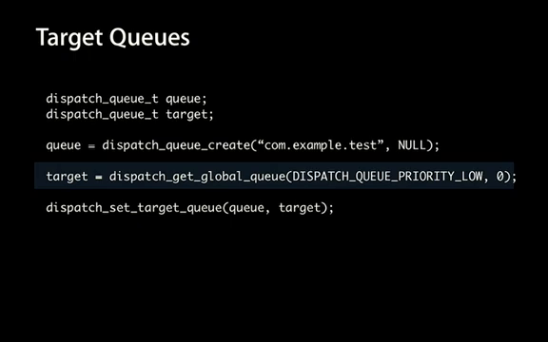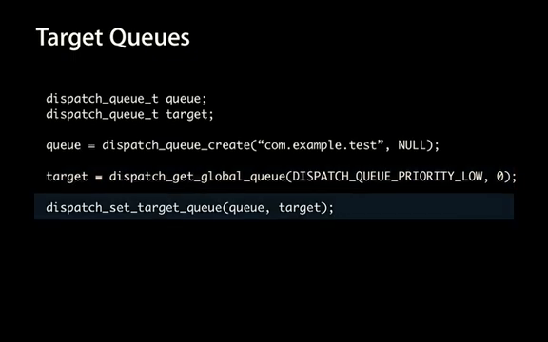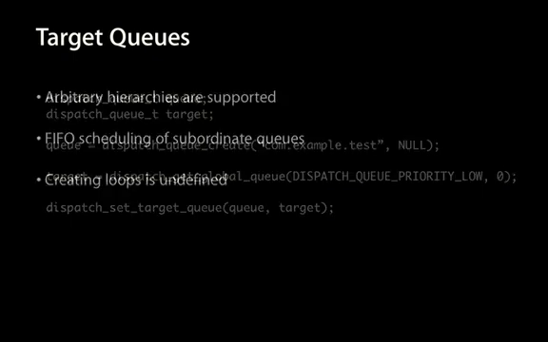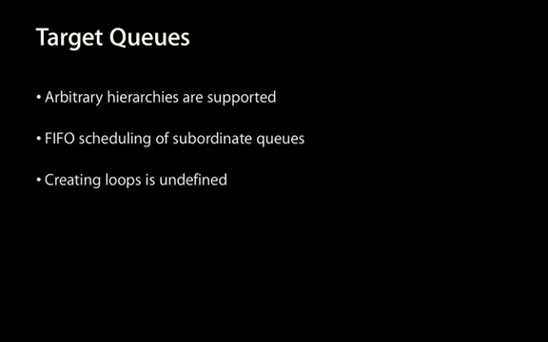And after we've created the queue, we'll simply get a reference to the low priority global queue. And then with a single call, we can set that to be the target queue of our new queue. So now any blocks submitted to the queue are going to be run at a low priority because that's where the target of the queue is. But it's much more expressive than that.